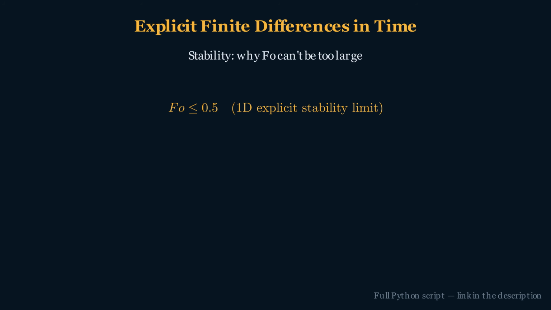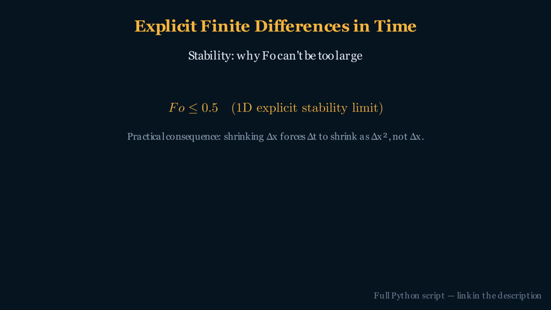Look back at the update formula. The coefficient on T_i^n itself is 1 minus 2 Fo. If Fo exceeds 1/2, that coefficient goes negative, meaning a hotter neighbor would make this node colder next step. That's not physical, and in practice it causes the solution to oscillate wildly and blow up. Keeping Fo at or below 1/2 keeps every coefficient non-negative and the scheme stable.